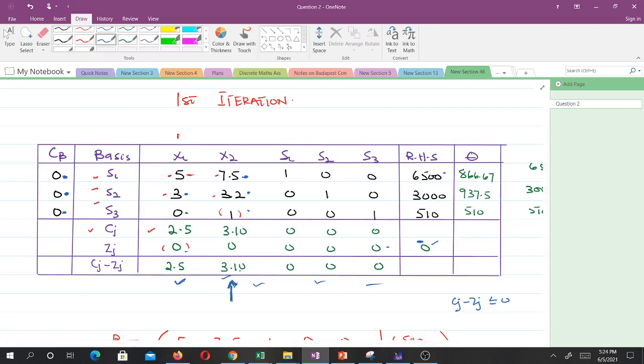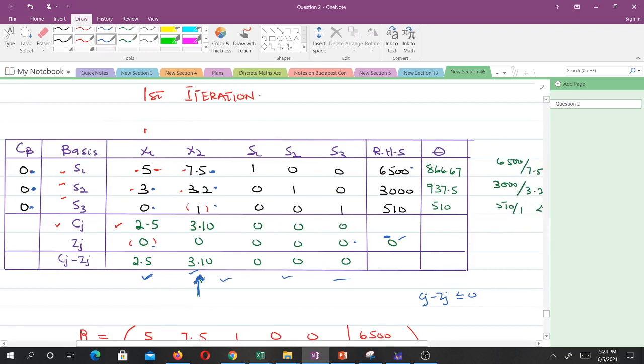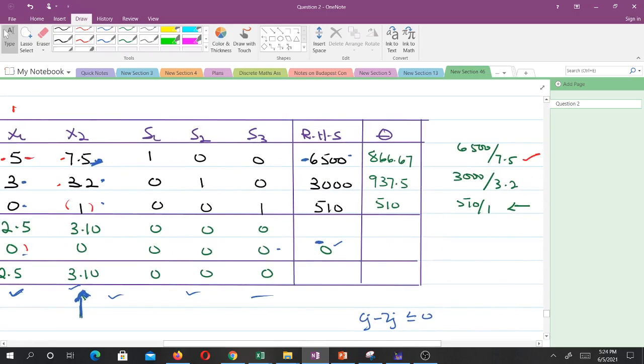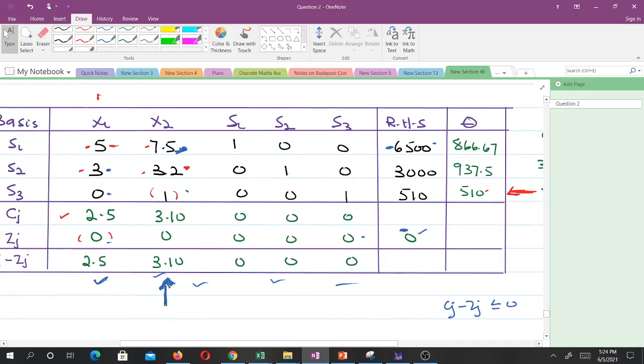And to know which of the bases should leave for x2 to enter, we have to use the minimum ratio test. Since this is the column which is entering, we take the right hand side over what we have here, so 6,500 over 7.5, which gives us 866.67, and 3,000 over 3.2, which is 937.5, and 510 over 1, which is 510. So we can see that this is the smallest, so this row will have to leave. That means S3 will have to leave for x2 to replace it.